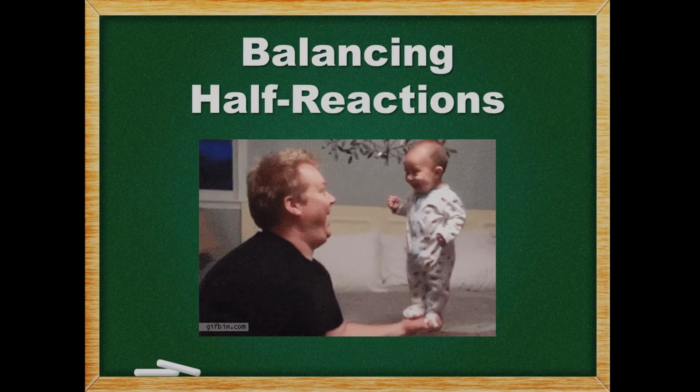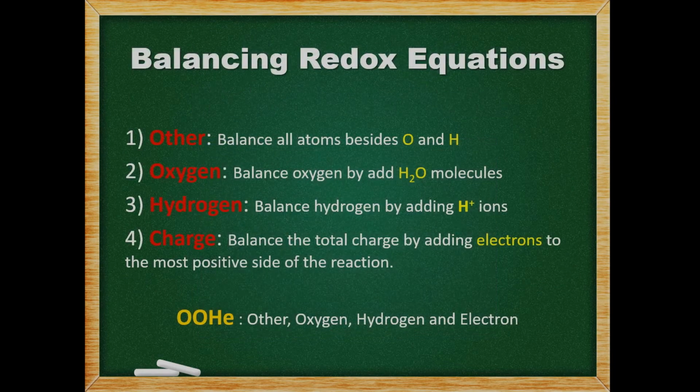Balancing half reactions. A common way to balance a half reaction is through a process called OHE. The first O represents other, which means to balance all other atoms besides oxygen and hydrogen. The second O represents oxygen, which means to balance oxygen by adding water molecules. The H represents hydrogen, which means to balance hydrogen by adding hydrogen ions.